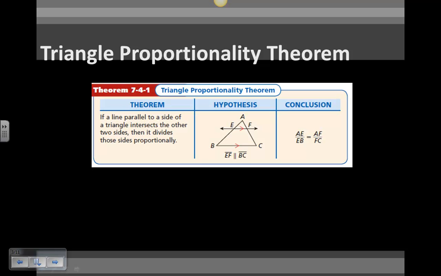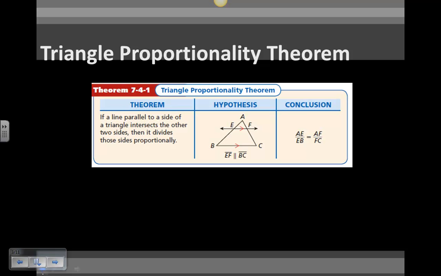The triangle proportionality theorem states that if a line is parallel to the side of a triangle and intersects the other two sides, then it divides those sides proportionally. In triangle ABC, if line EF is parallel to the BC side of the triangle, then AE is to EB, just as AF is to FC.